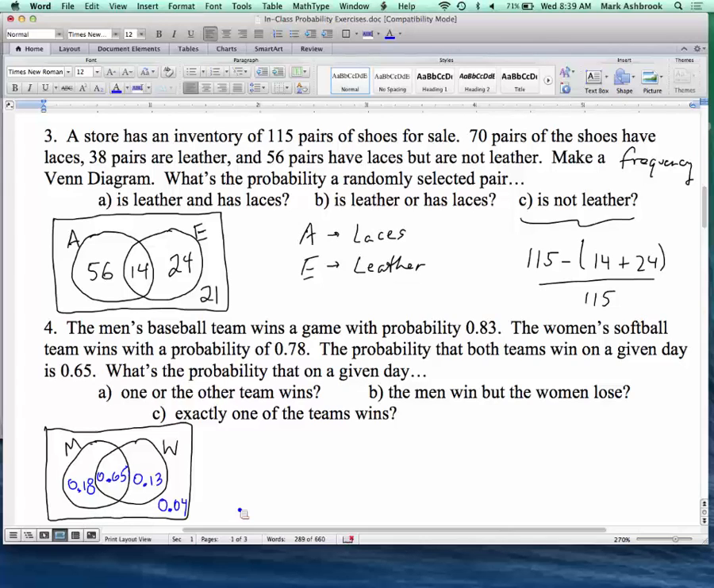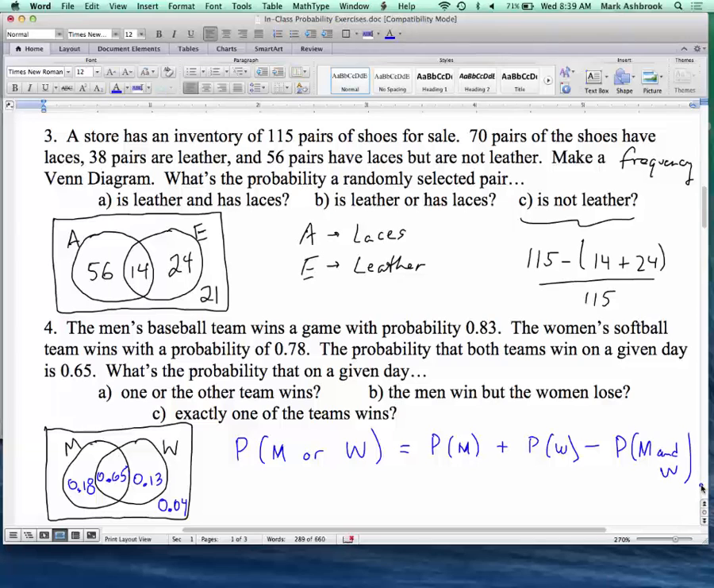Okay, probability that one or the other team wins. So this is saying probability of men or women. Two ways to do it. What's our formula? We could do probability of men plus probability of women minus probability of men and women. That was the first way we did it. But with the diagram, that's the same as adding up these three, right? Just adding these three straight up, because there's no overlap in the diagram. You got these separate events. But here, you got the overlap that they both win, so you have to subtract it off once.